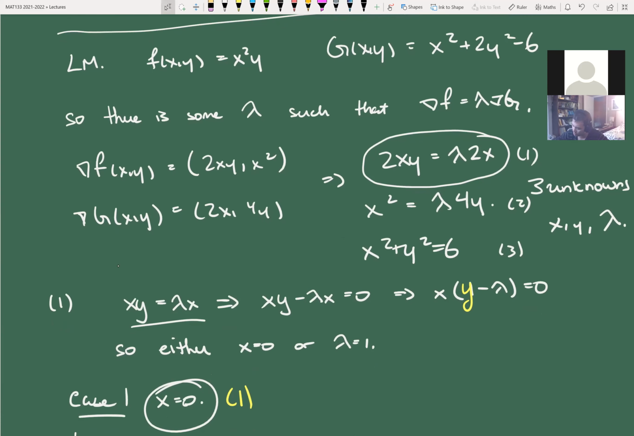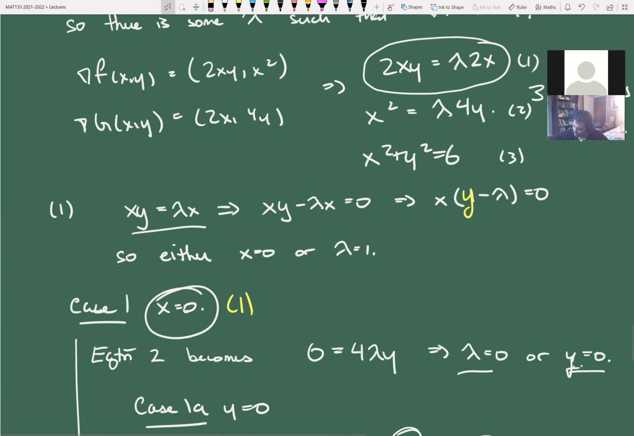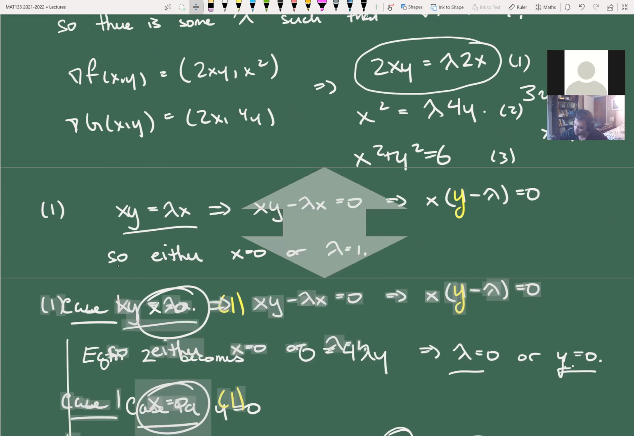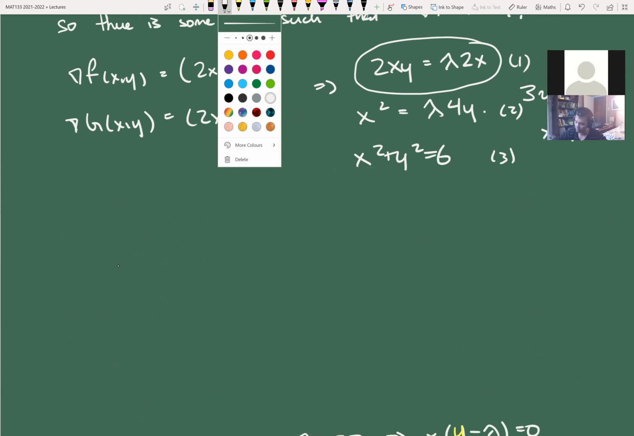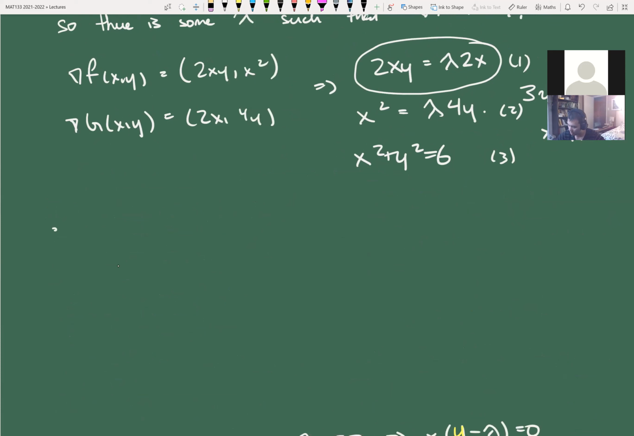I could have said, well, let's take this equation. And what happens if we just plug equation 2 into equation 3, right? So plug 2 into 3. Maybe I could have done it this way. So if I do this, I get 6 is x squared plus y squared. So that's going to be 4 lambda y plus y squared, right? All right, maybe I could use the quadratic formula from here.